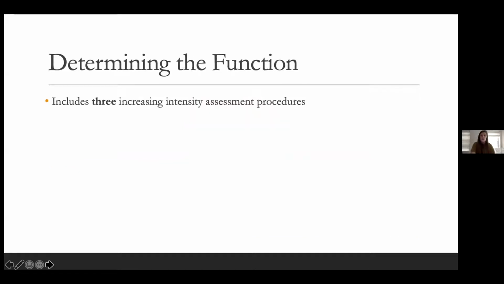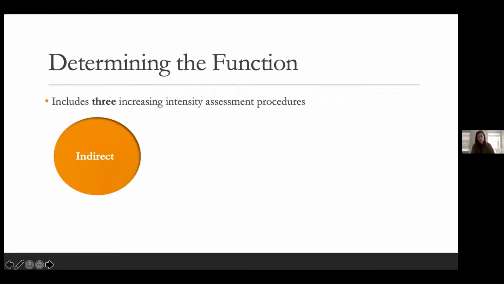So how do we determine the function of behavior? This can be really, really challenging, and there are 3 different ways, or collections of tools, that we will use to determine the function of behavior. So there are 3 increasing intensity assessment procedures. Our first one is going to be our indirect methods. Those are our interviews, asking the teachers, what happens when he screams?